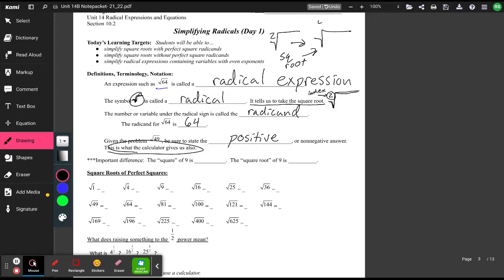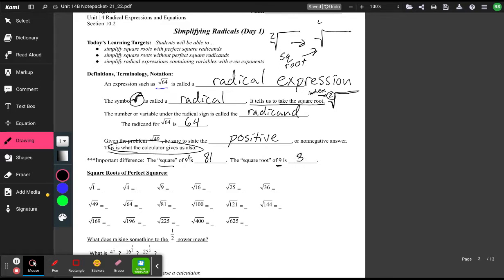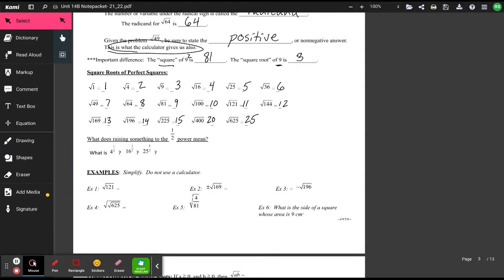So the square of 9, that would be 9 squared, that's 81. The square root of 81 is 9. So when we talk about the square, that would be to the second power. When we talk about the square root, what number to the second power gives you that number. I'm going to have you guys fill out the square roots here for our perfect squares below. I'm going to go ahead and pause the video, then you'll press play and check your answers.